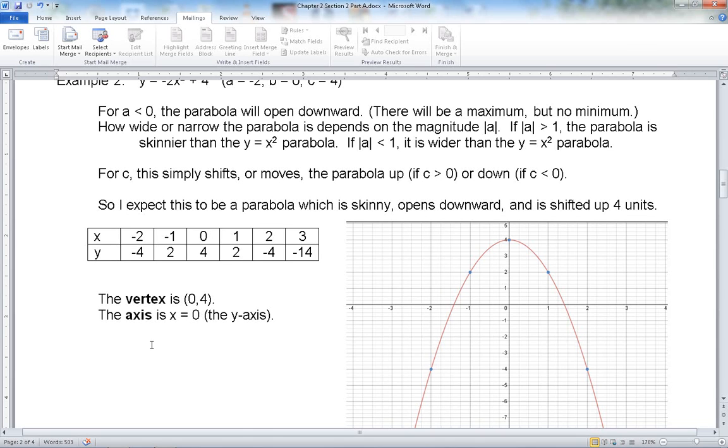The vertex is at 0, 4. That's the high point of the parabola. The axis is again the y-axis, x equal to 0.